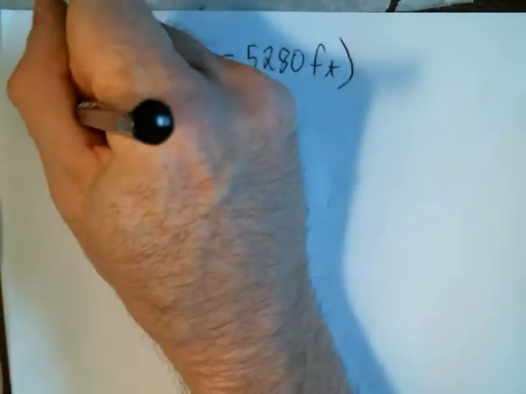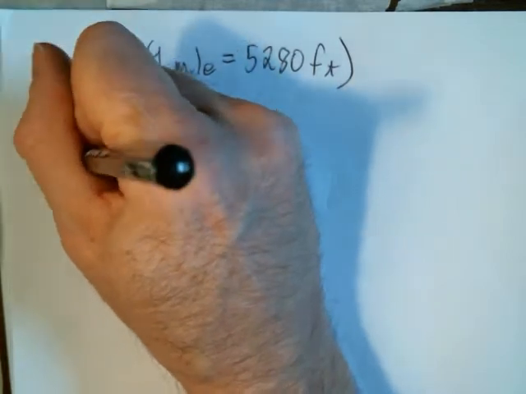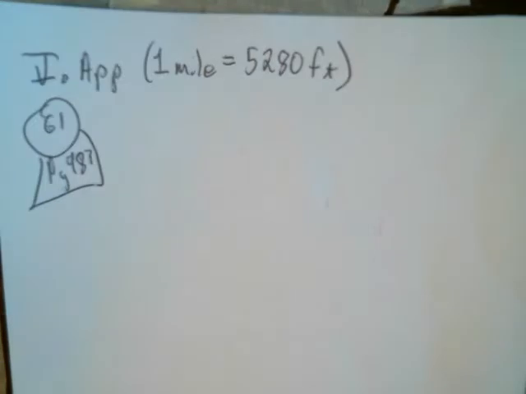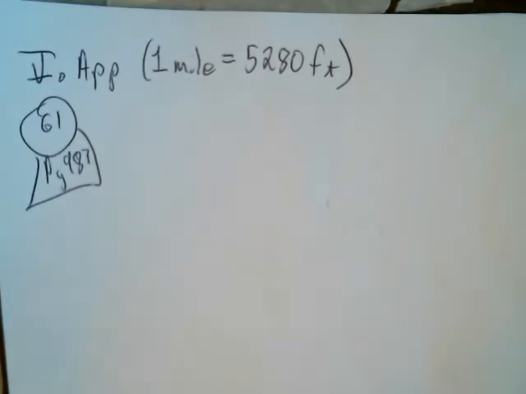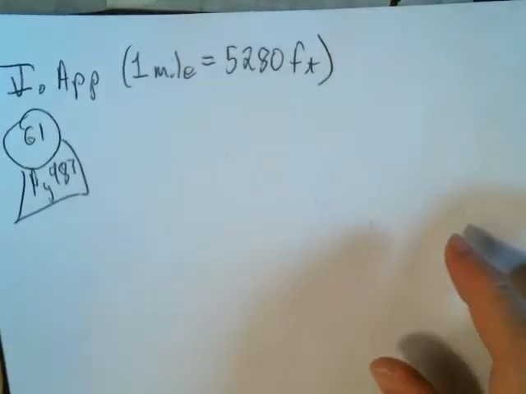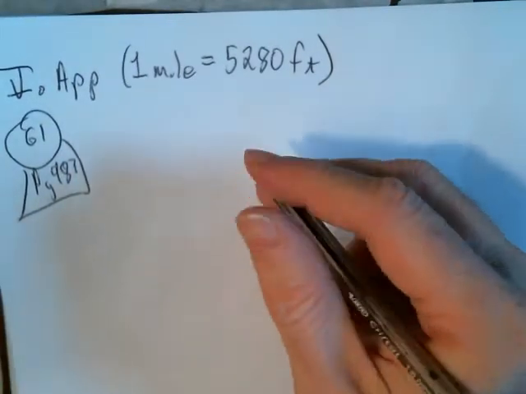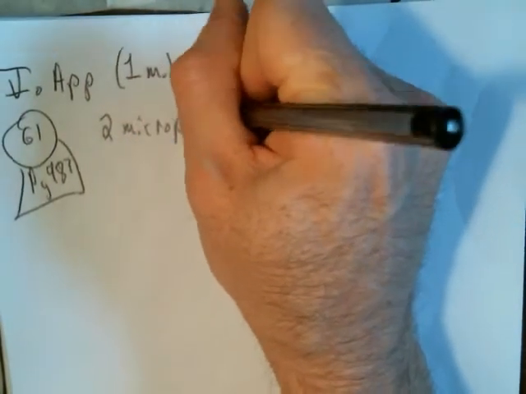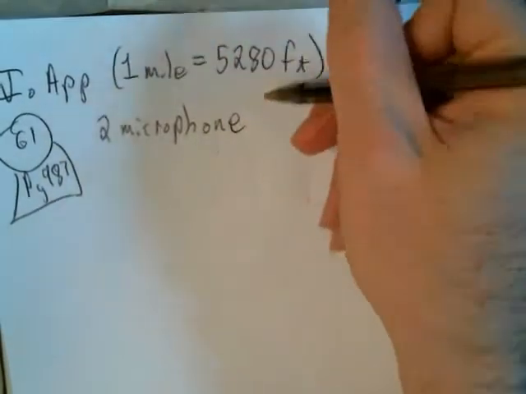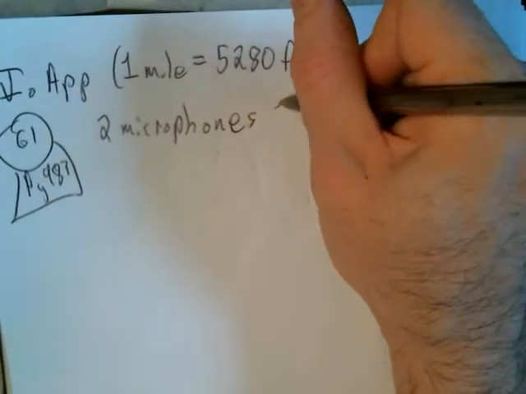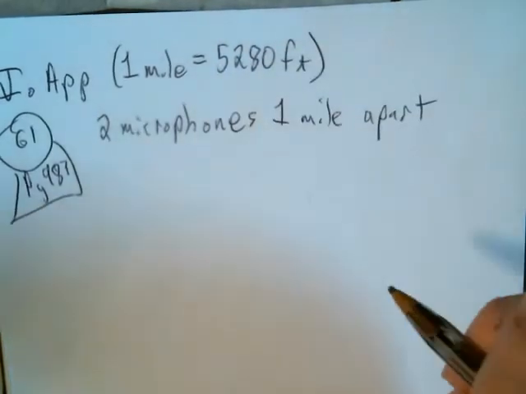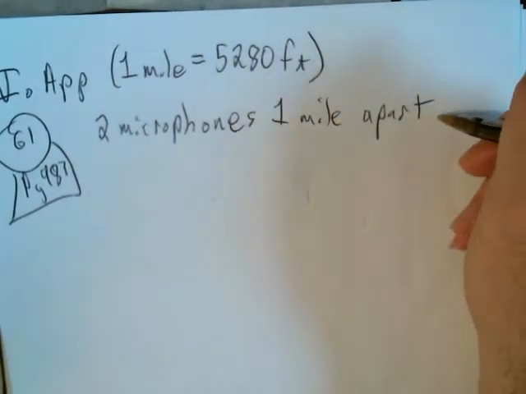The deal is, problem 61 on page 983. The deal is you have 2 listening stations on the side of a lake or something like that. And so essentially what you have are 2 microphones spaced out on a lake 1 mile apart. And they record an explosion.